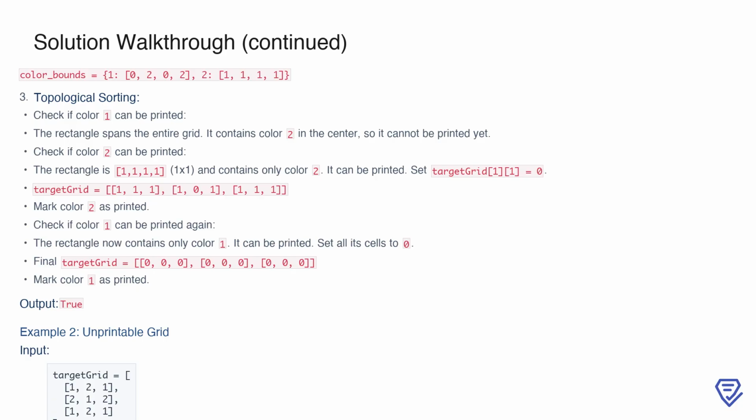We update the grid by setting the center cell to 0, indicating that color 2 has been printed. The updated grid now reflects this change. Returning to color 1, we check again. With the center cleared, the rectangle now contains only color 1, making it printable. We proceed to set all cells in its rectangle to 0, completing the process. The final grid is completely cleared, and both colors have been successfully printed. Therefore, the output for this example is true.